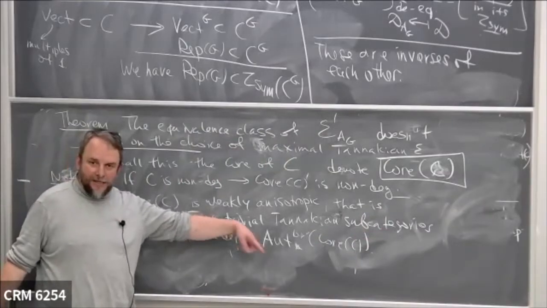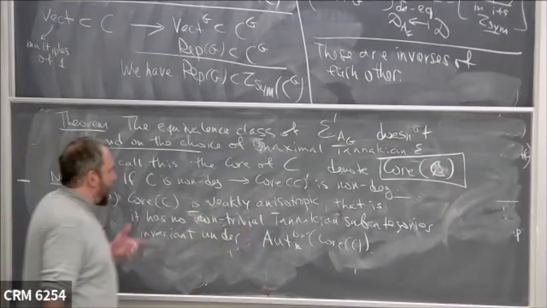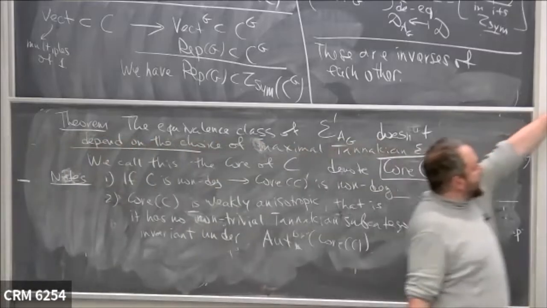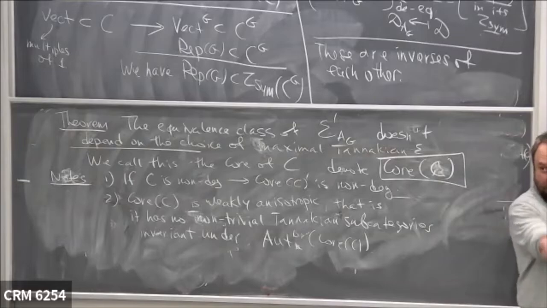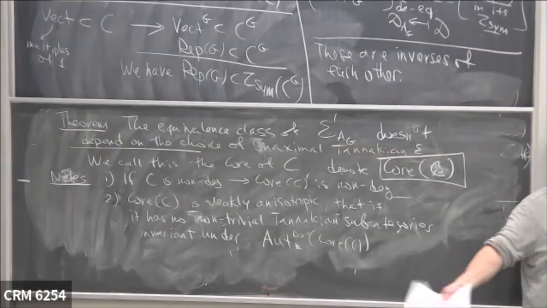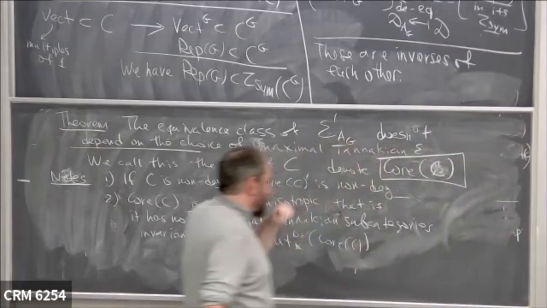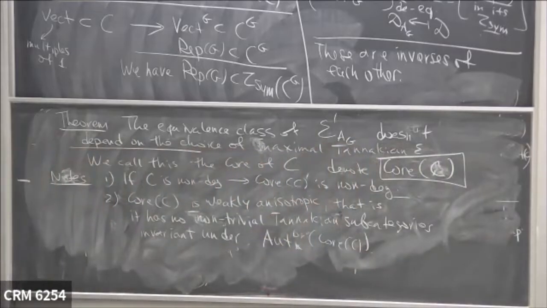The reason for this is that there is a correspondence between Tannakian subcategories containing E and invariant subcategories of this core. Right, that's how it works. This is kind of the lattice isomorphism in group theory. So here you have to take the invariant subcategories.